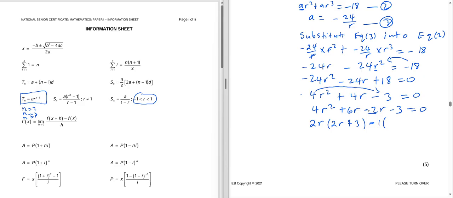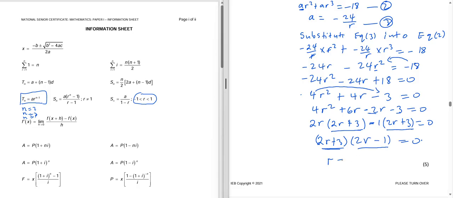When you do that, minus 2 divided by minus 1 gives 2r, and minus 3 divided by minus 1 gives plus 3, equals 0. But then 2r plus 3 and 2r plus 3 is common, so we are going to factor it out. That means it will be 2r plus 3 times 2r minus 1 equals 0. For this equation to be true, either this should be equal to 0 or this should be equal to 0, since we are multiplying them together.